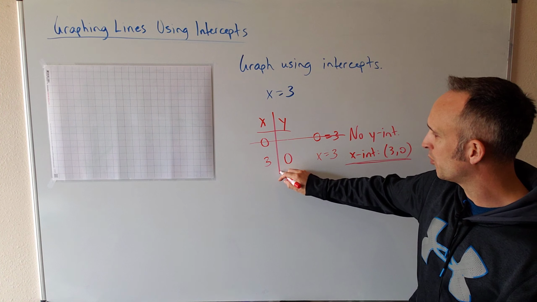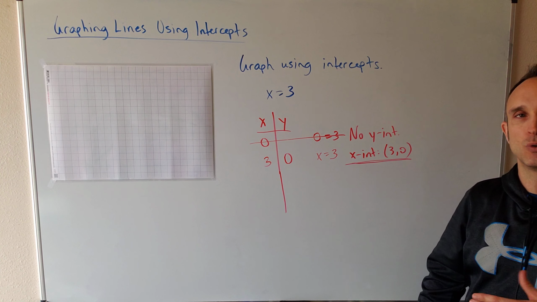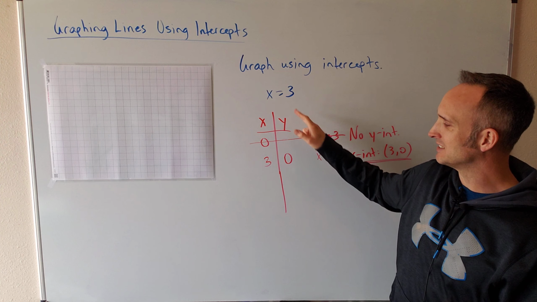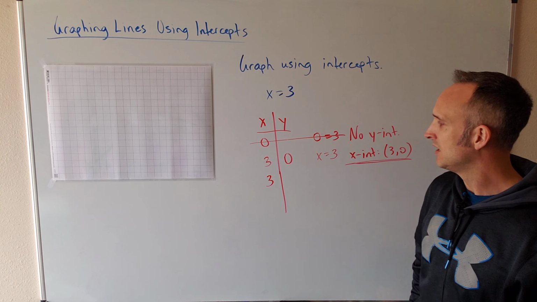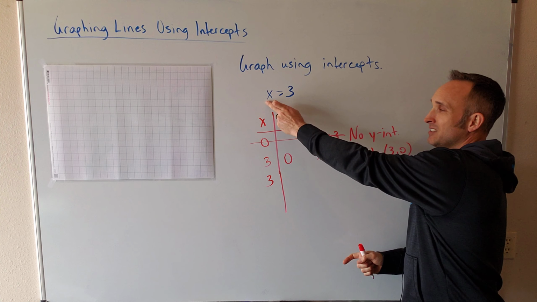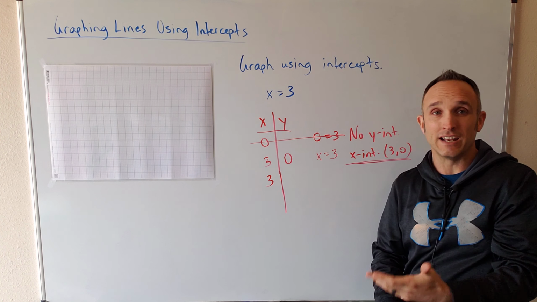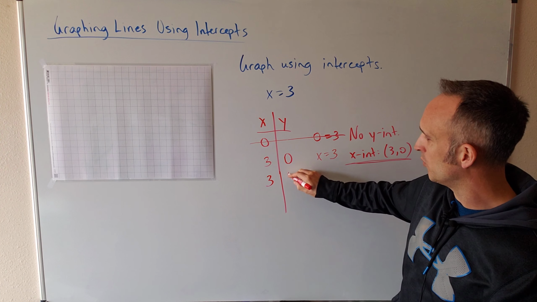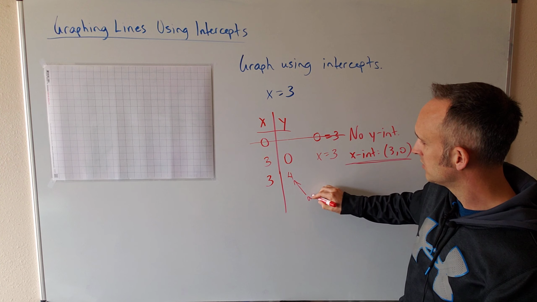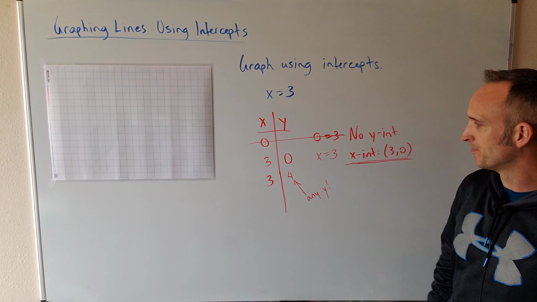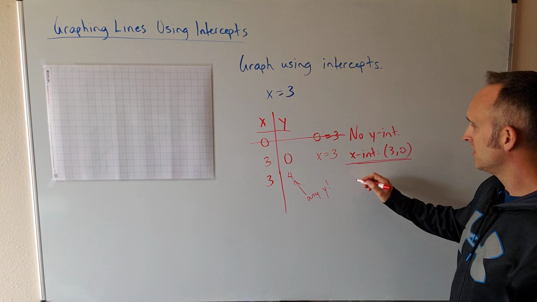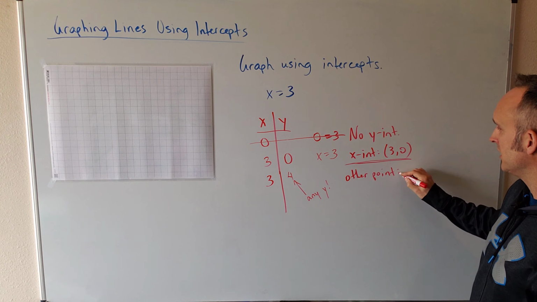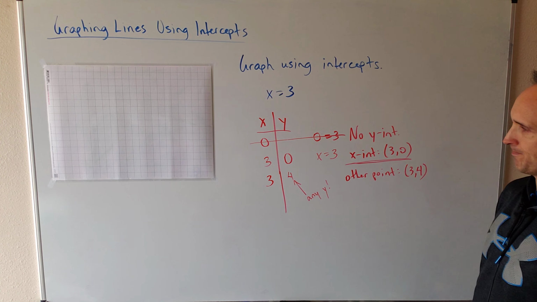So if I want another point, I'd have to pick another ordered pair, another x or y value. Now, if I want to pick an x value, I have to pick x equals 3, and this equation doesn't tell me how to calculate a y. Now what that means is y can be anything I want. So for example, y could be 4. So any y value works there. It's just that x has to be 3. So we get some other point that is the ordered pair 3, 4.